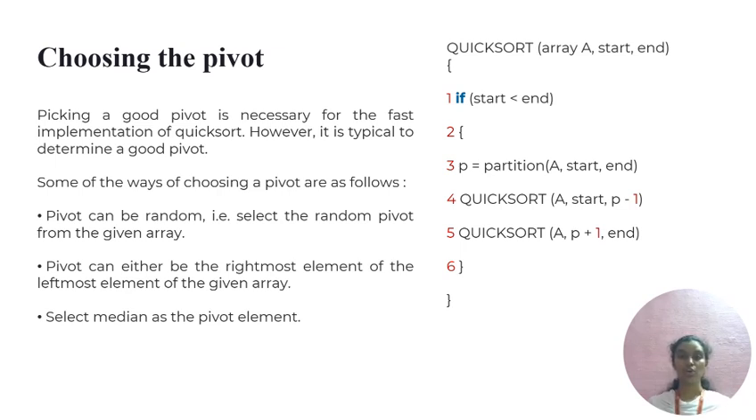Quicksort of array A, comma start and end. If start is less than end, then P equals partition of A, comma start, comma end, and quicksort of A, comma start, comma P minus 1. Next, quicksort of A, comma P plus 1, comma n. This is how the algorithm works.